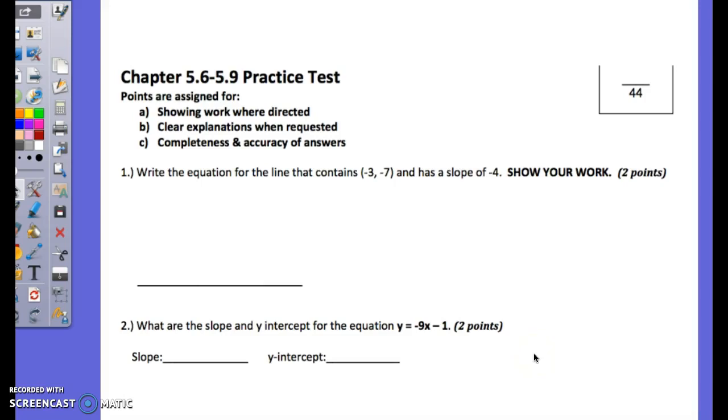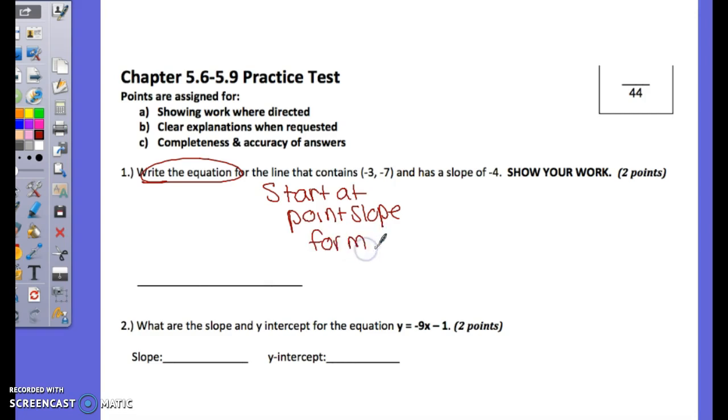Okay, remember to write any equation, anytime you see the directions, write an equation. You're always going to do the same thing. You're going to start at point slope form to get to slope intercept. Every single time you see those directions on this whole practice test.